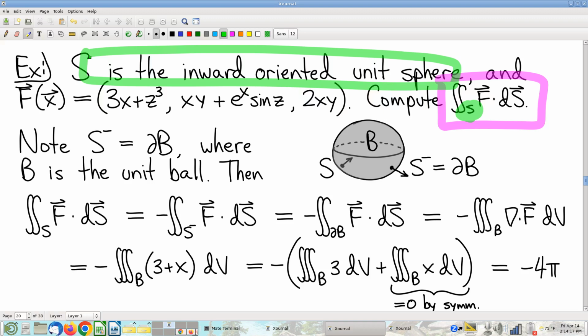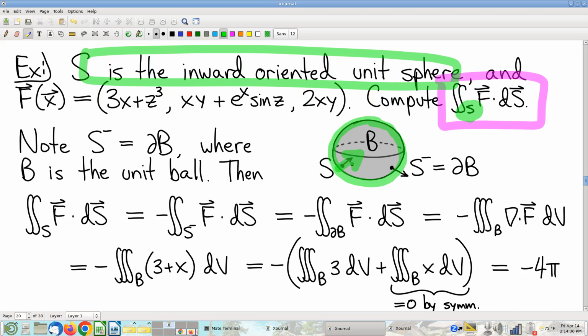Sadly, it's not. It's just not, right? It says right here, inward oriented. And if you think about the sphere, that surface there, oriented inward, it's just not a boundary. Keep in mind this word boundary.